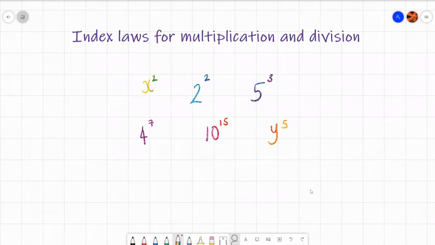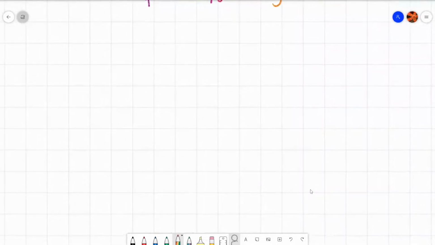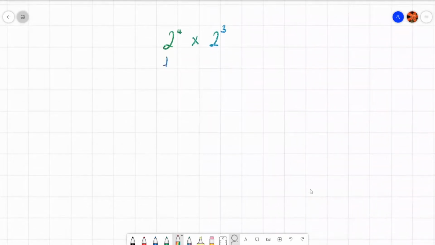So let's have a look at multiplication then. For example, what if we have 2 to the power of 4 times 2 to the power of 3? Well, let's have a look at where the rule comes from. 2 to the power of 4 means 2 times 2 times 2 times 2, doesn't it? You're multiplying 2 by itself 4 times. And then 2 cubed means 2 times 2 times 2. You are multiplying 2 by itself 3 times.